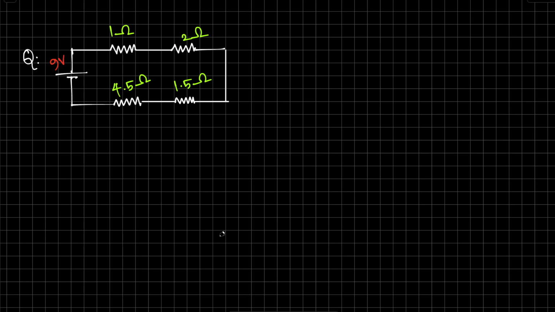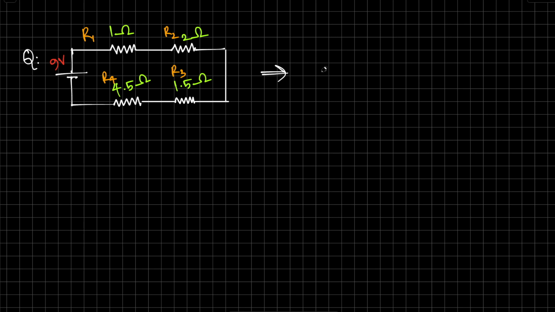Another question. We have four resistors in the circuit, 1 ohm resistor, 2 ohm resistor, 1.5 ohm and 4.5 ohm. Let's call them R1, R2, R3 and R4. It looks like a parallel circuit, but it's actually a series circuit. I'm going to redraw the circuit.